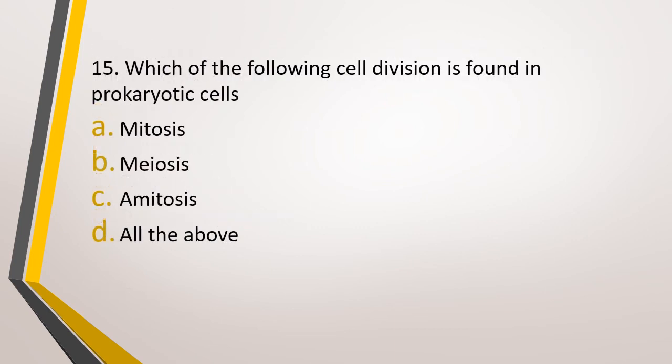Question number 15. Which of the following cell divisions is found in prokaryotic cells? Option A, mitosis, option B, meiosis, option C, amitosis, or option D, all the above. The type of cell division seen in prokaryotic cells. The correct answer is option C, that is amitosis.